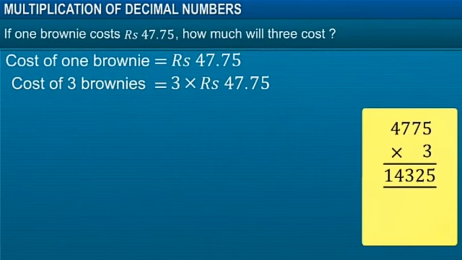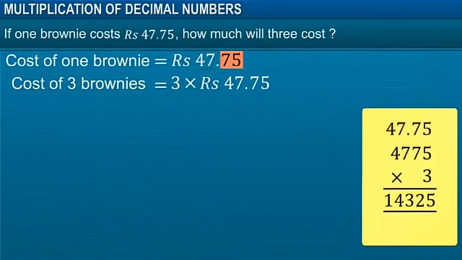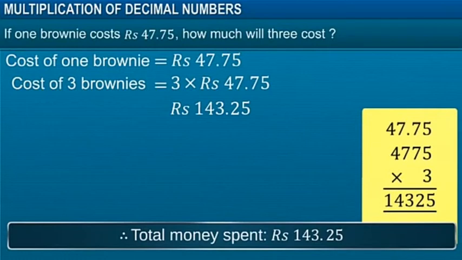We get the product 14,325. Now, we need to insert the decimal point in the answer by counting the decimal places in the given decimal number. Here are 2 digits to the right after the decimal point. So, we will insert the decimal point 2 places from right to left in the answer. Therefore, the total money spent for 3 brownies is 143 rupees and 25 paise.